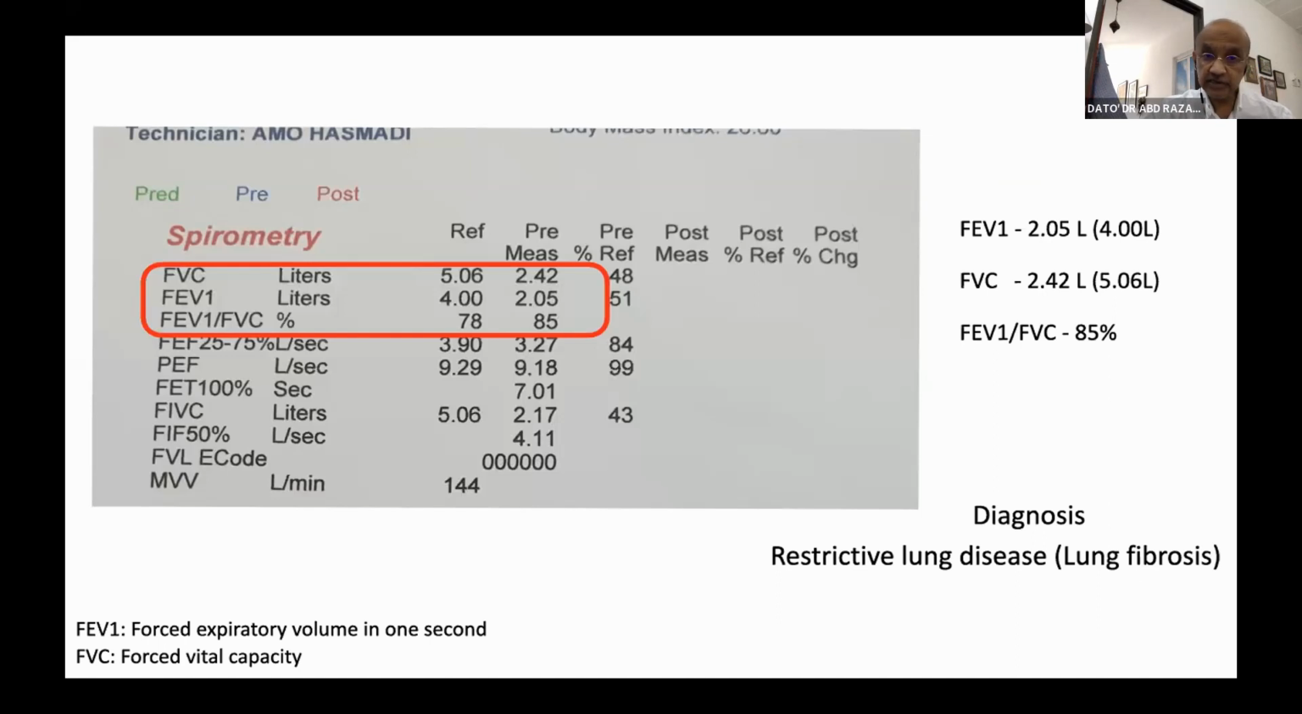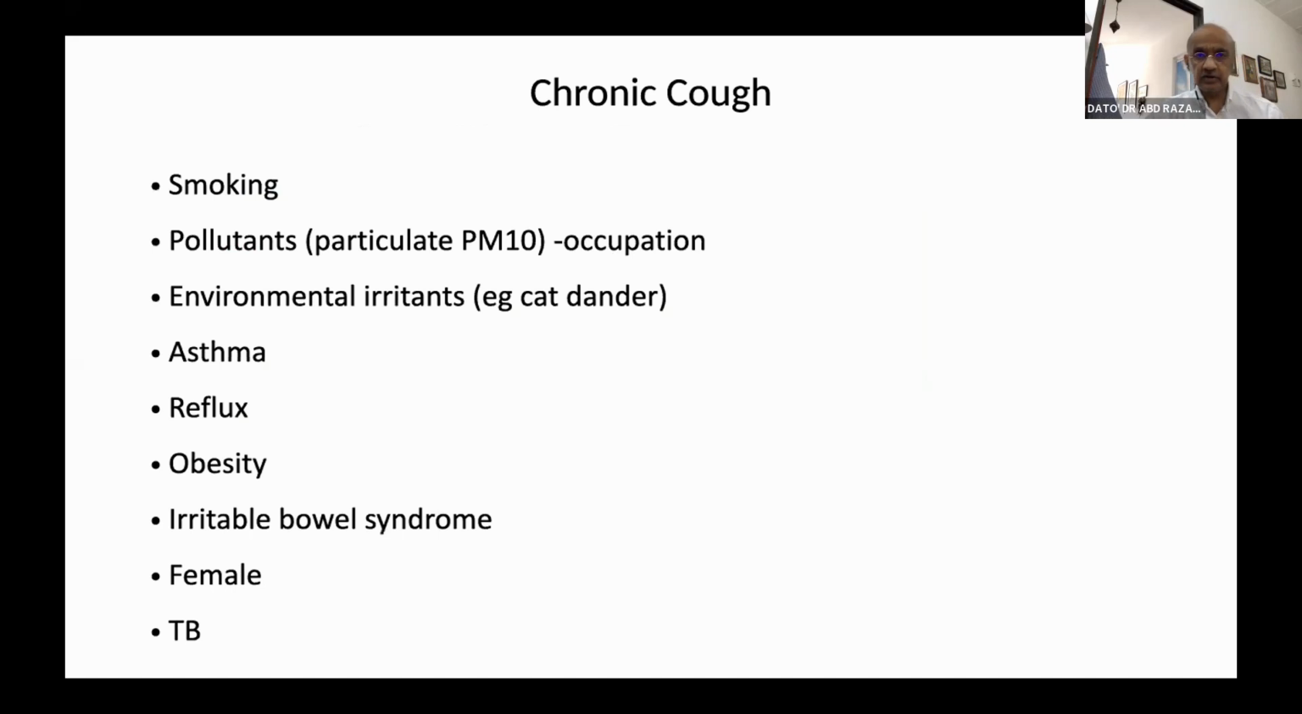So very sad. We missed this patient's diagnosis for 3 years of coughing. So let me go and talk about chronic cough again. Okay, these are the most common causes of chronic cough. I'll try to go through some of them. I wouldn't go through all, but let me just go through some of them. But don't forget the bottom one, please.